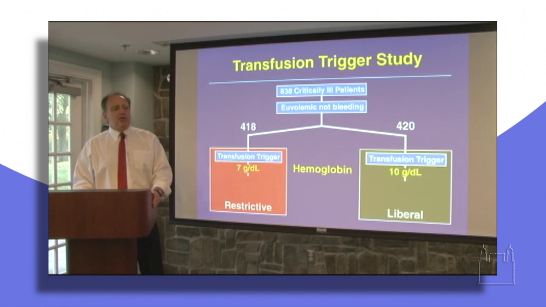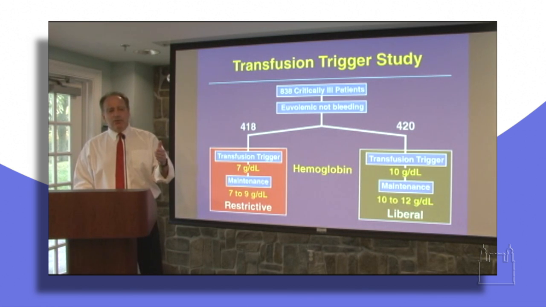And what they said was, in the restrictive arm, they would not transfuse blood unless the hemoglobin fell below 7. And this is important for you to understand. In the liberal arm, they said, if your hemoglobin is not 10, we're going to give you blood for no reason. And if it falls below 10, we'll give you blood. And they maintained them at 7 to 9 or 10 to 12.